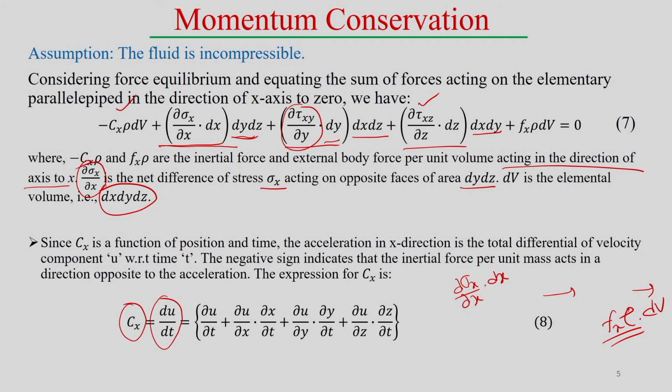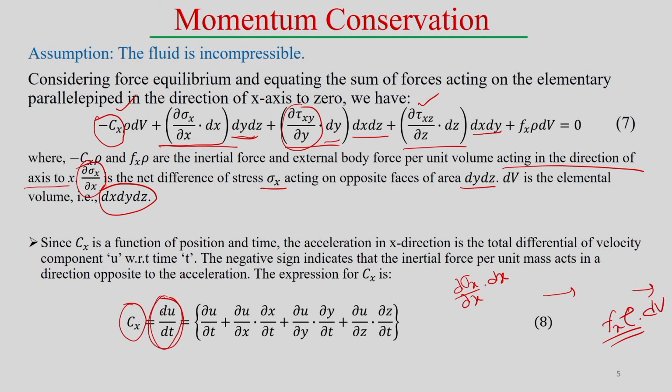Now, the negative sign indicates that the inertial force per unit mass acts in the direction opposite to the acceleration. That is why we have considered the minus sign here. If you see, the negative sign is there because we are assuming that the inertial force per unit mass acts in the direction opposite to that of the acceleration. That is why the negative sign is there. Cx can be represented simply as du by dt. Now, this is a total derivative, du by dt.